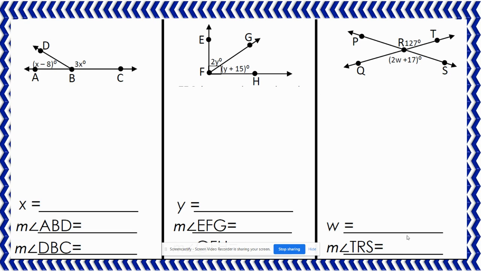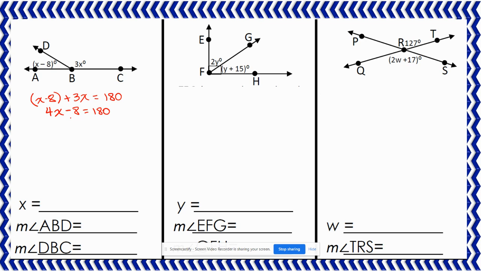All right, so for this one, I'm going to show you these quickly. For our first problem, these are supplementary, which means I know that both of these together will add up to 180. And I know they're supplementary because they are on this straight line. So if I do x minus 8 and I add it to 3x, I know that they will equal 180. I combine my like terms. 1x plus 3x is 4x. Minus 8 doesn't have a like term, so I rewrite it.